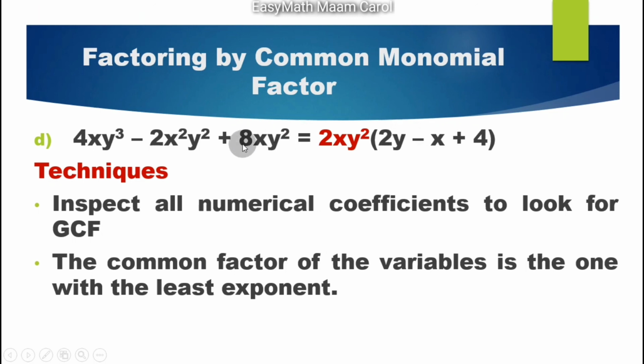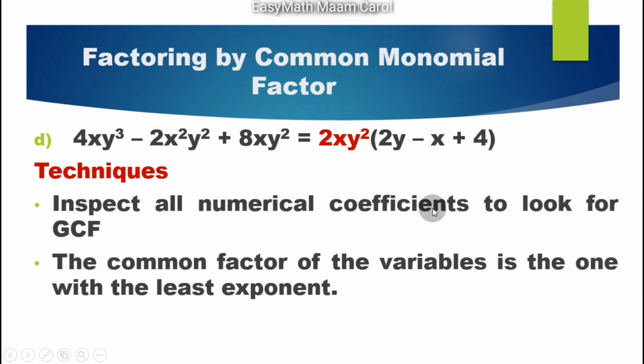And then finally, for the last term, we have 8. So 8 divided by 2 is 4. The x cancels out, as you can see, and the y squared cancels out as well. So the last term is 4. So the factored form of the expression on the left side is 2xy squared times the quantity 2y minus x plus 4. So don't forget the techniques that we have done.